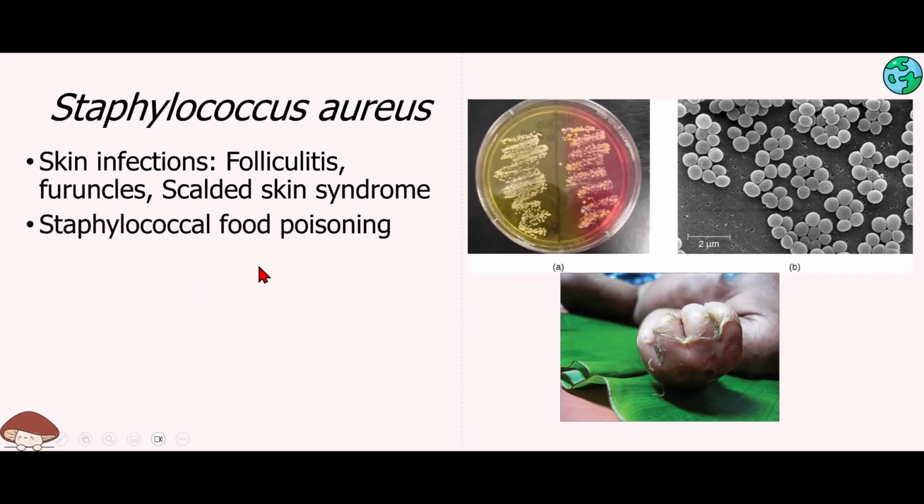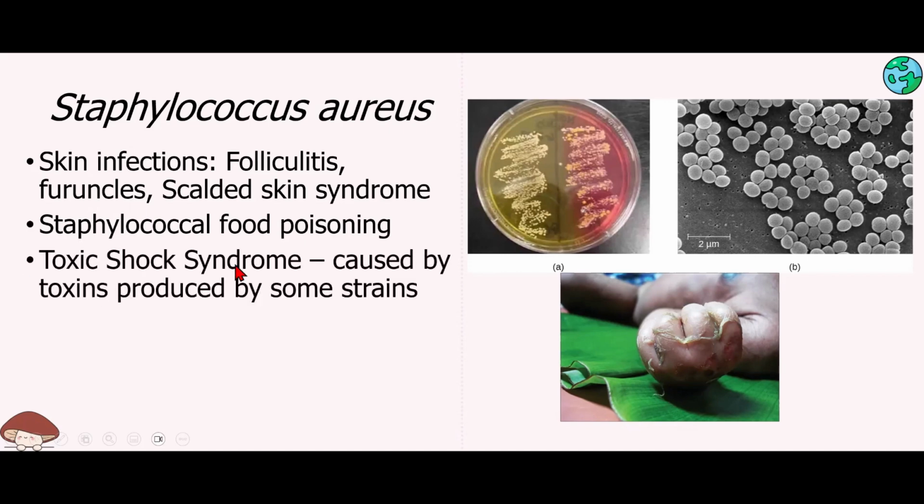It can also cause food poisoning. So, if you eat food that's contaminated with Staph aureus, you can get food poisoning, which obviously has its own set of symptoms. And then secondary to that, you can get toxic shock syndrome. Some strains of Staph aureus produce toxins that, if they get into your bloodstream, put you into toxic shock, and your blood pressure drops and everything.